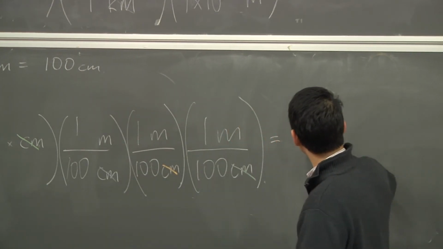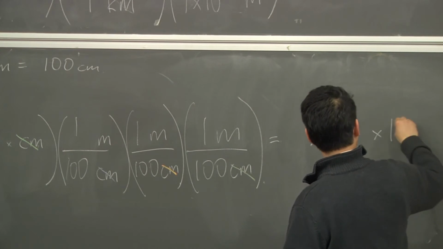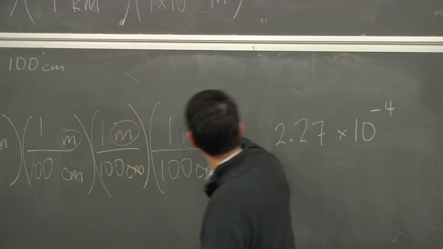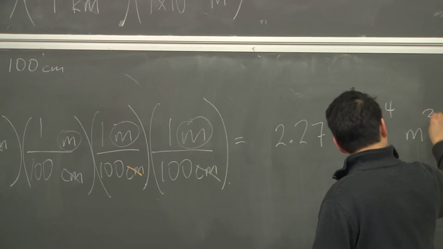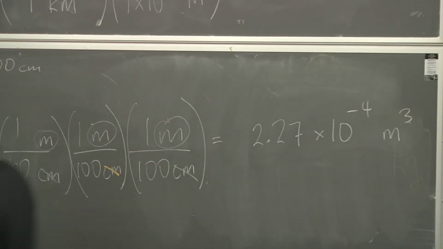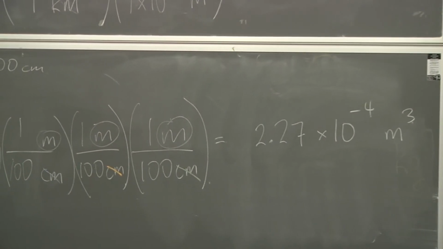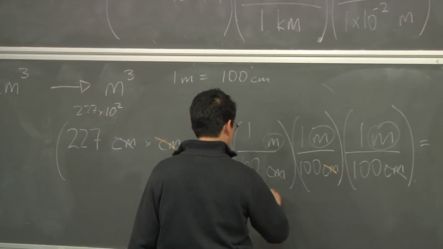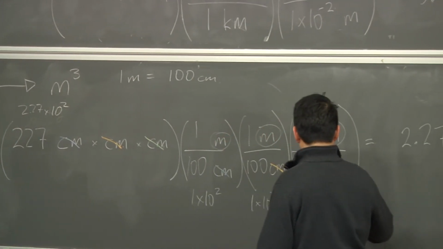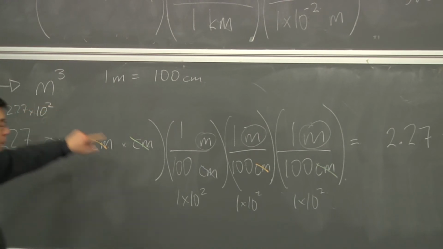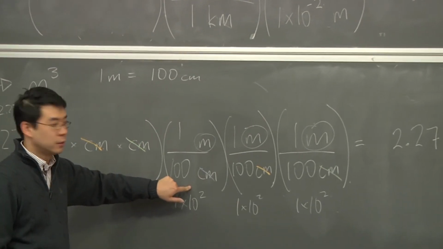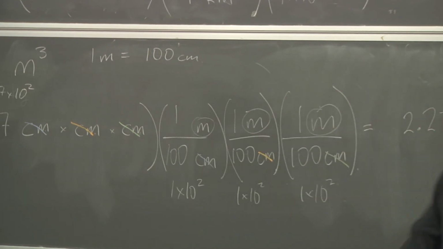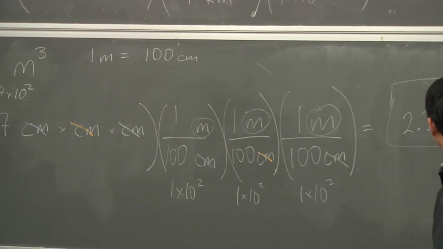What I'm going to get when I do this out is 2.27 times 10 to the negative fourth meters times meters times meters. Meters cubed. Okay, where did I get the negative 4? This is 2.27 times 10 squared. Each one of these is 1 times 10 to the 2, so positive 2. Minus 2, because it's in the denominator. 2 minus 2 is 0. Minus another 2 is negative 2. Minus another 2 is negative 4. So 2.27 times 10 to the negative fourth meters cubed.